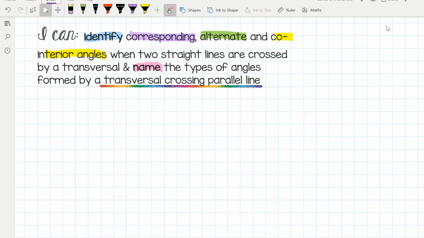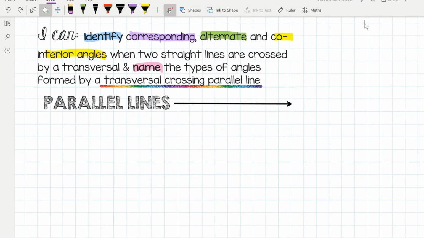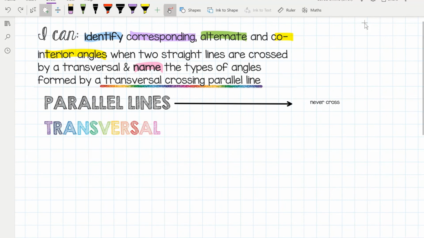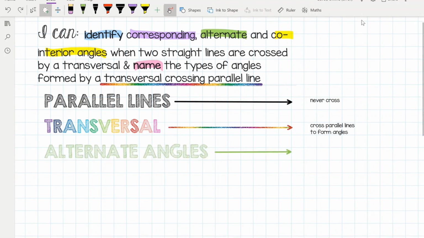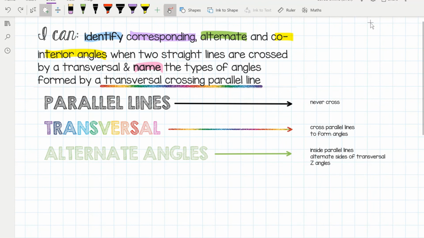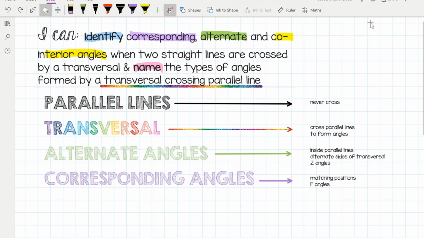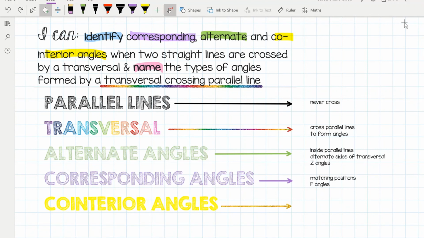Let's recap everything we've covered today. We started with parallel lines, which are sets of lines that never cross. We learned that a transversal crosses parallel lines to form angles, that alternate angles sit inside parallel lines and on alternate sides of the transversal. We can call them Z angles. We also learned that corresponding angles sit in matching positions along the transversal, and we can call them F angles. And lastly, co-interior angles, which sit inside the parallel lines and on the same side of the transversal.